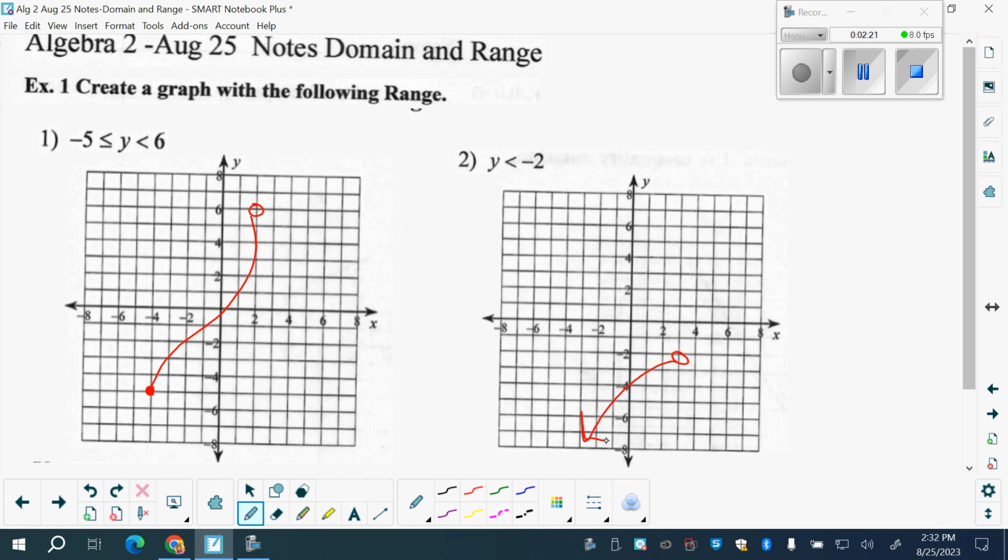Does that make sense? Okay, so now I want you to draw a graph. Who wants to try? How'd this one go?